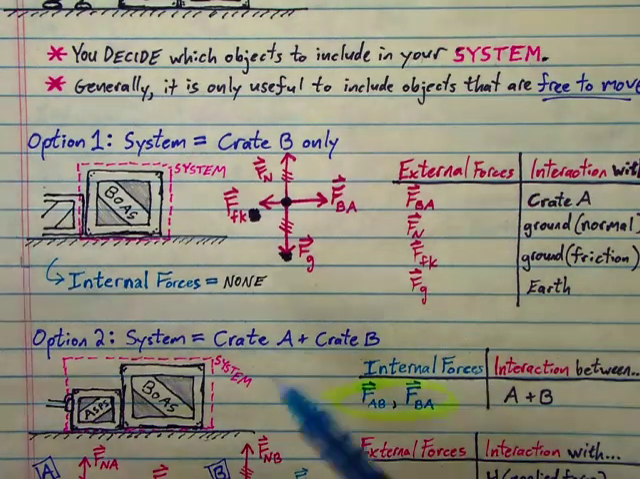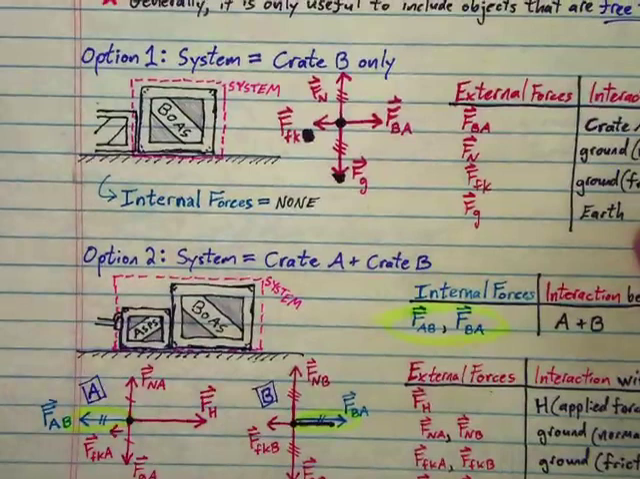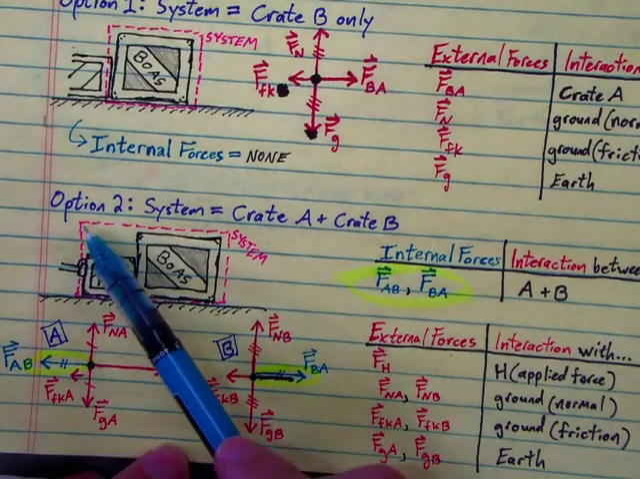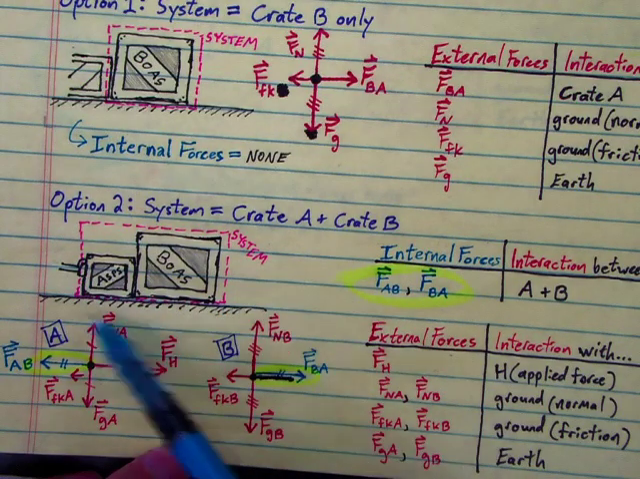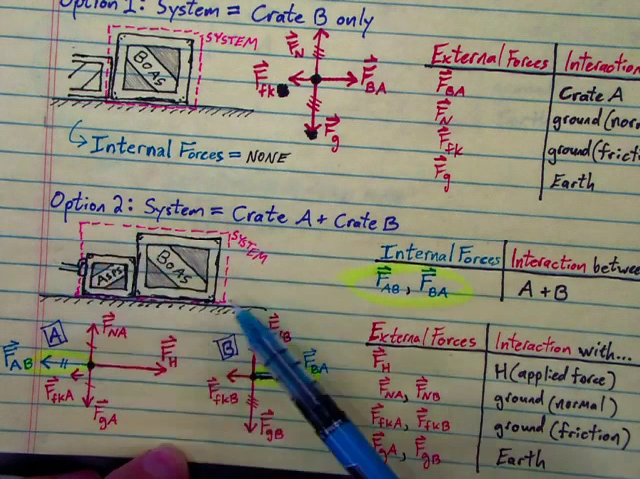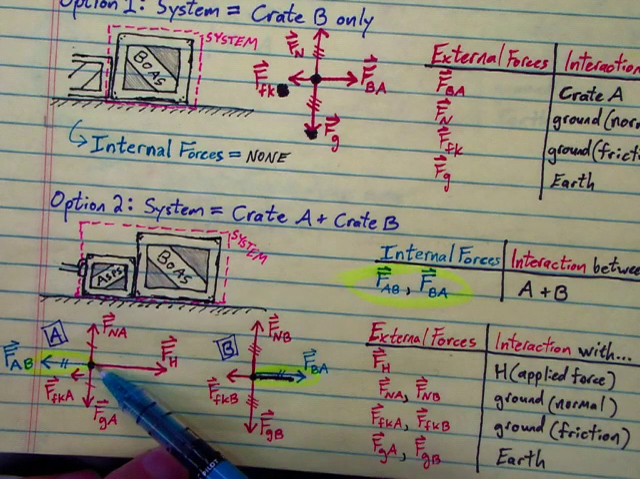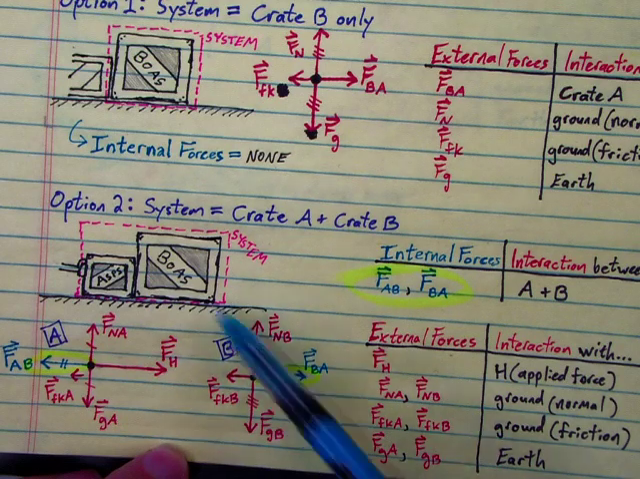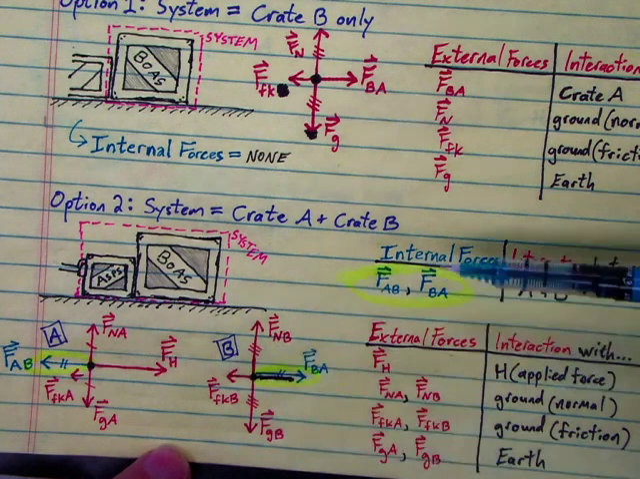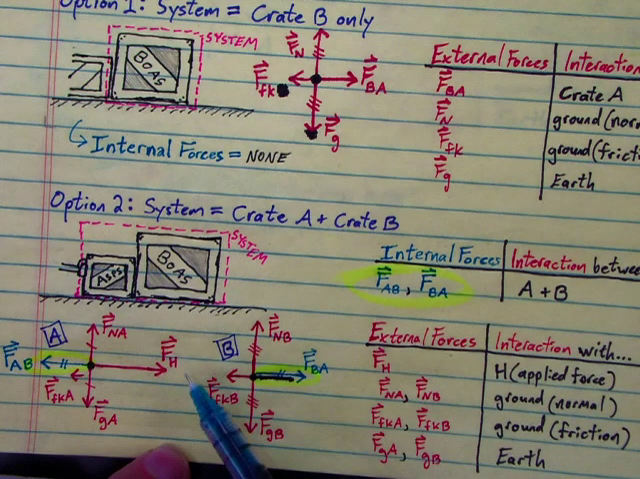Let's instead define our system to include both the crate of asps and the crate of boas. Okay, so now our dotted box includes both crates here, but still doesn't include the ground and doesn't include the herpetologist. In this case, we'll have 2 free body diagrams, one for each object inside the system. So here's the FBD for the crate of asps, here's the FBD for the crate of boas. Draw in all the forces that are present, and then we're going to classify them into the internal and external forces.